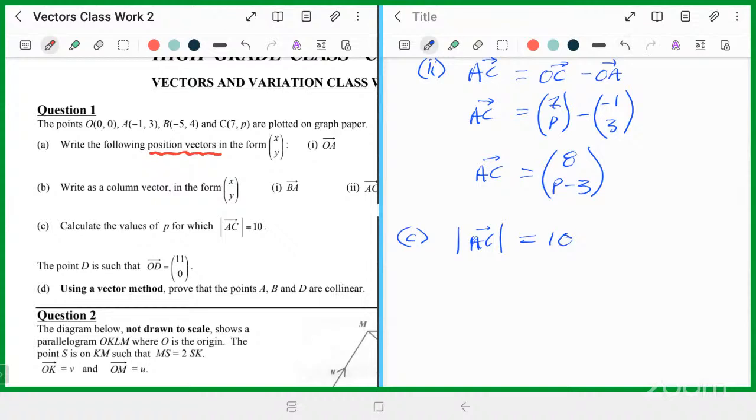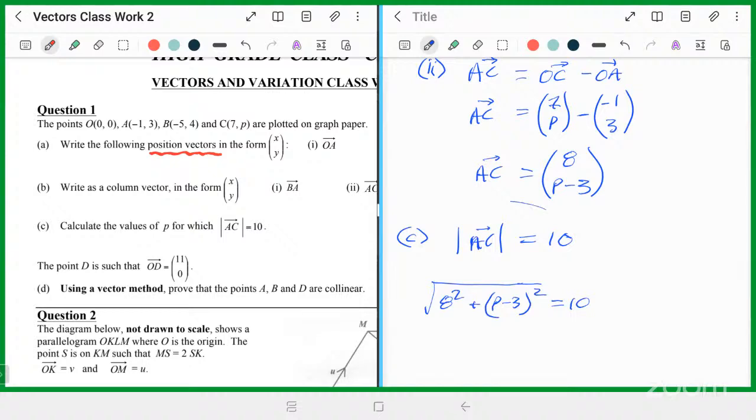The length of a vector, the modulus of a vector, is the square root, because remember it comes from Pythagoras' theorem. It becomes the square root of the 8 squared, that's this dimension squared, and the P minus 3 squared. That is what is equal to 10.